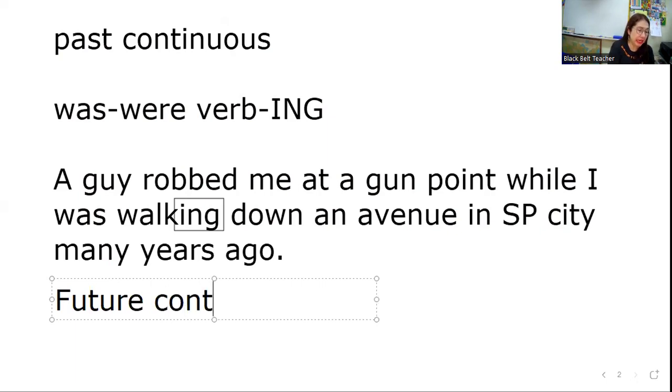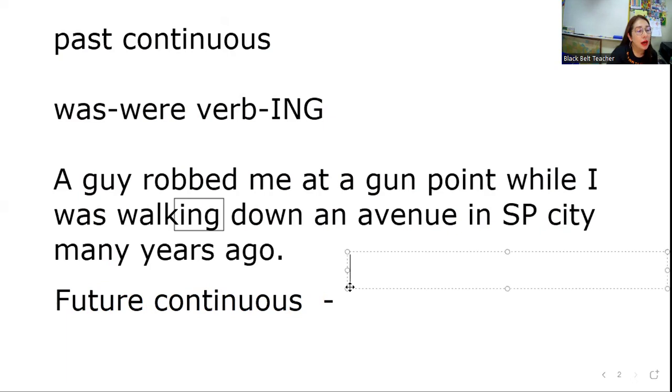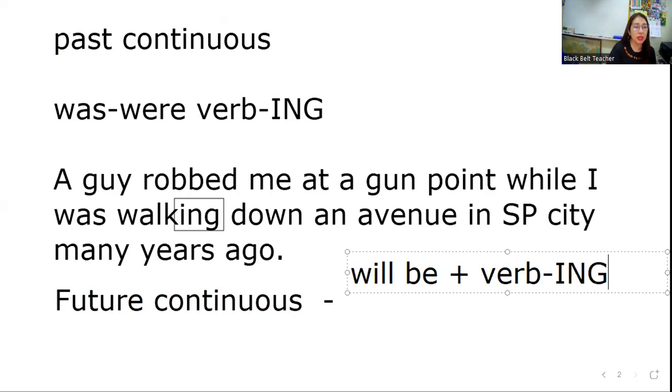And for future continuous, we use will be, not will am, will is, will are, because those things don't exist. So we use will be plus a verb, any verb with ing, the gerund ending. And you guys should pay attention to this little detail. At that time, that hour that I intend to call you, what will you be doing? So we need some specific time in the future.